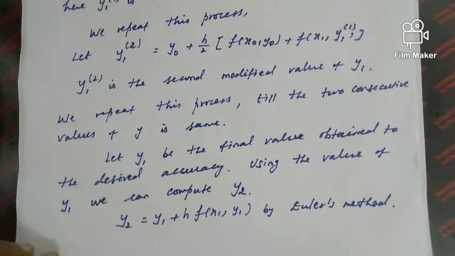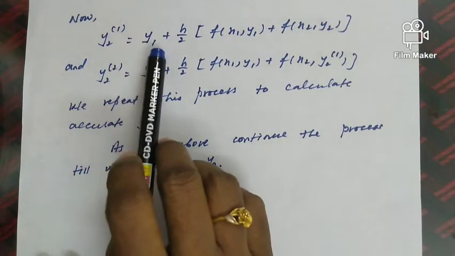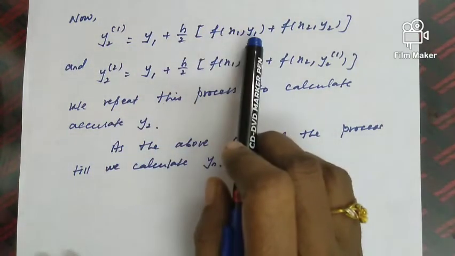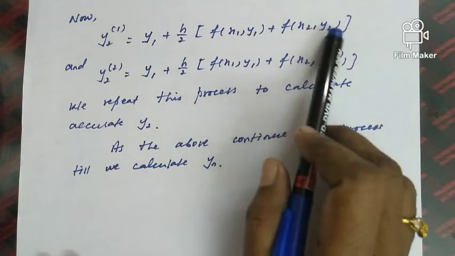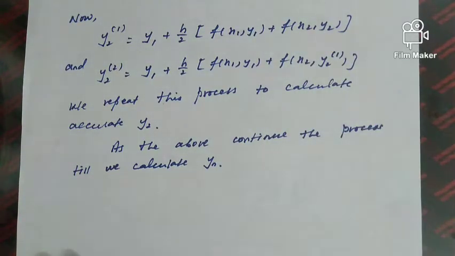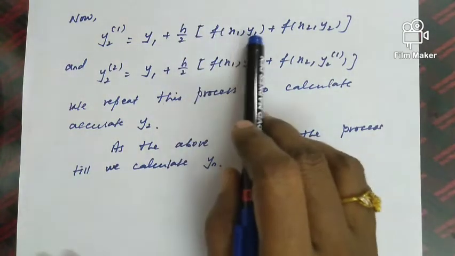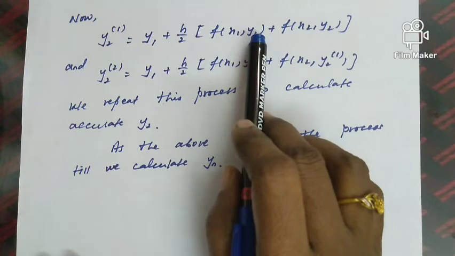Then for the modified value of y2, we have to use the modified Euler's result, that is y2 of 1 equal to y1 plus h by 2 f of x1 y1 plus f of x2 y2. This y2 value is nothing but the value we just got by Euler's method. That value we have to substitute. Here y1 is the more accurate value of y1. That value we have to substitute here.